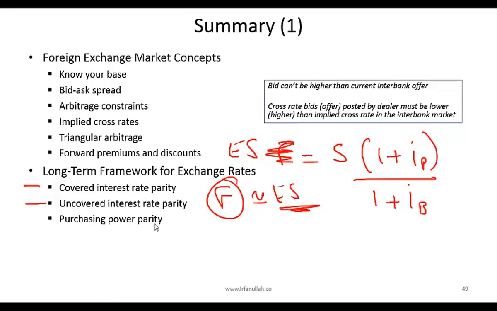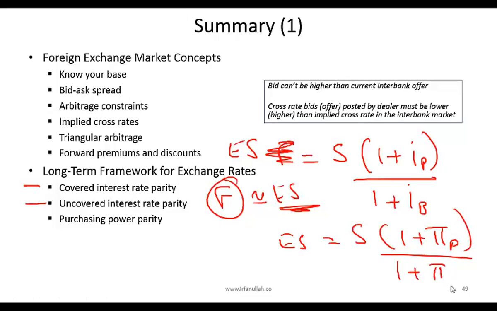Purchasing power parity, all this is saying is that the expected spot rate, again this is not something that holds through arbitrage, this is an expected spot rate, is given by the current spot rate times 1 plus inflation in the price currency divided by 1 plus inflation in the base currency. I am skipping the details here related to absolute and relative. All I'll say is the one that is used more often or referenced more often is the relative version of purchasing power parity, which is given right here.